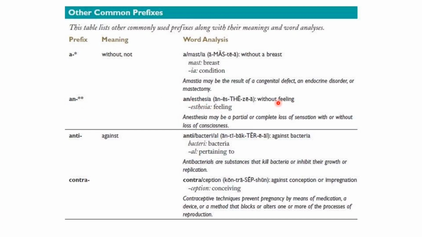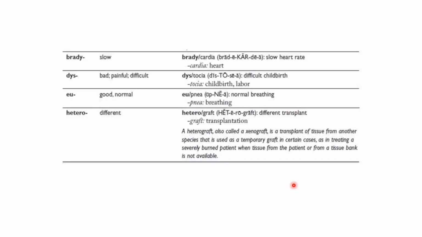Then other common prefixes are anti or contra. The meaning of anti and contra is against. Right? The word analysis for the prefix anti is antibacterial, so against the bacteria, and for the prefix contra it is contraception. Over here, ception means conceiving, against conception. Then brady. Brady means slow. The word analysis for the prefix brady is bradycardia. Cardia means related to the heart, so a slow heart rate.